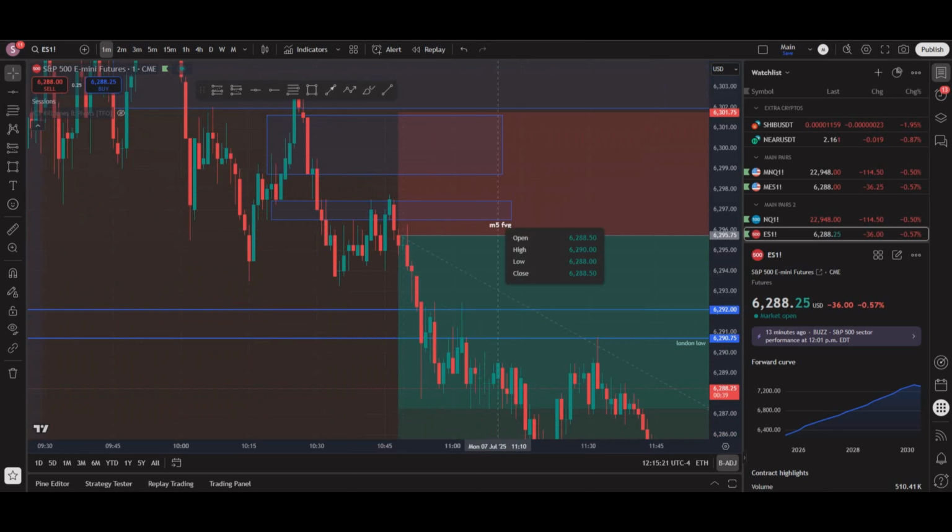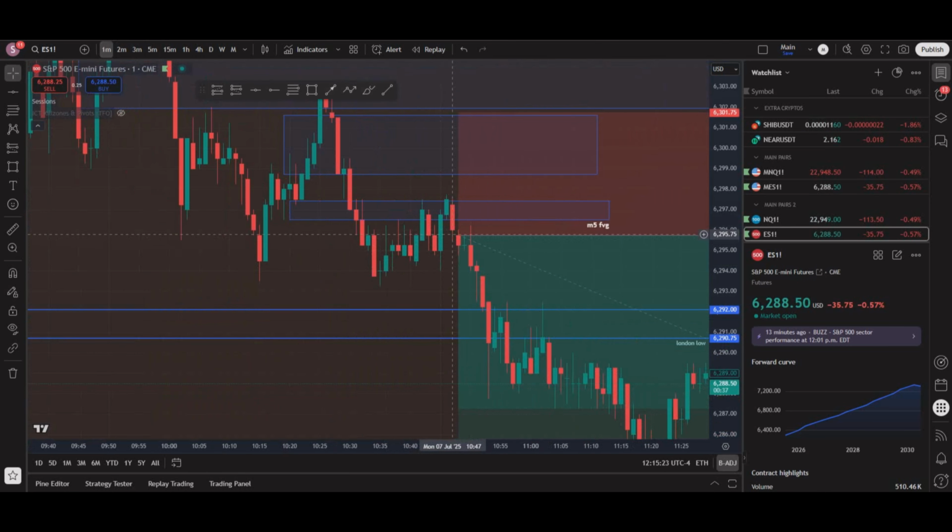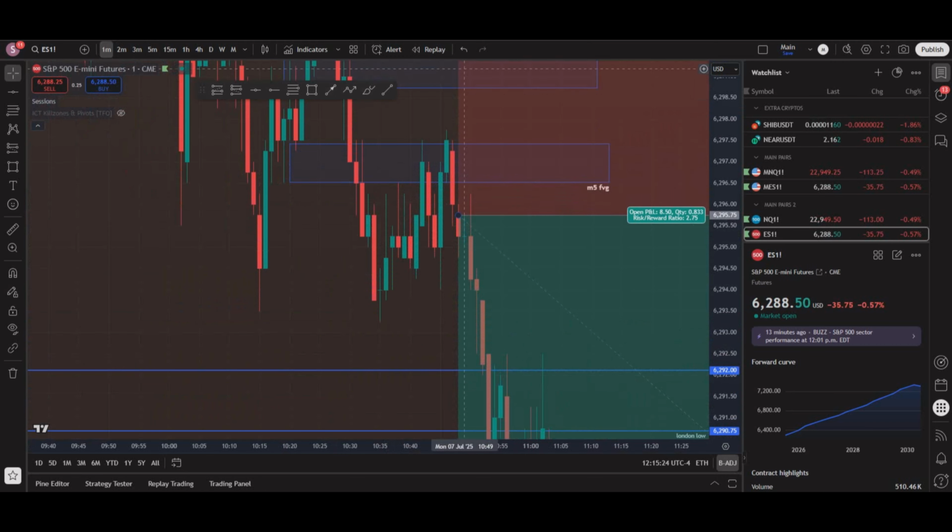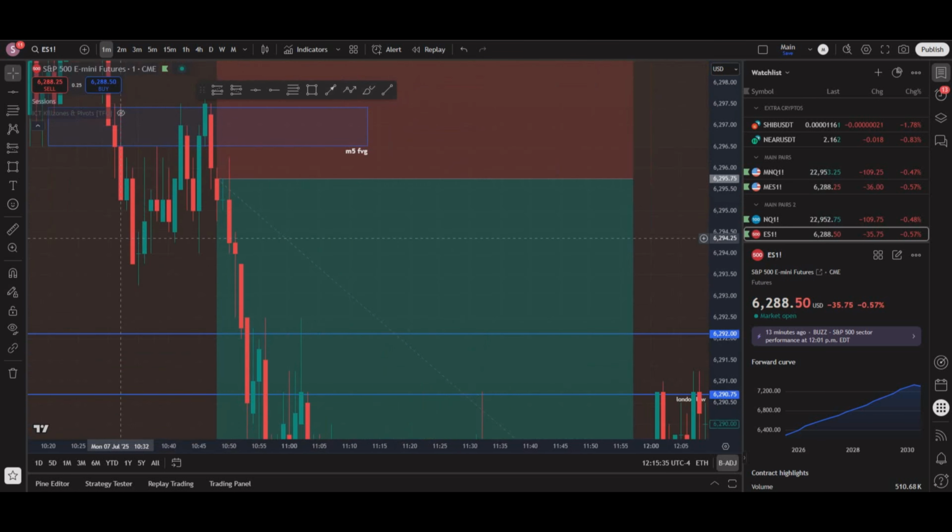And then I scaled to the 1-minute, and I just entered straight up right here off of this 1-minute inverse fair value gap right here. So if you could see, we had a tiny little bullish fair value gap get run through, and this was my entry right here on that 10:47 right after that candle closed.